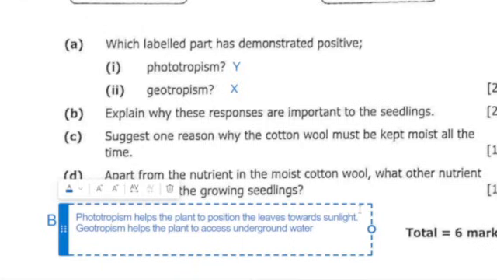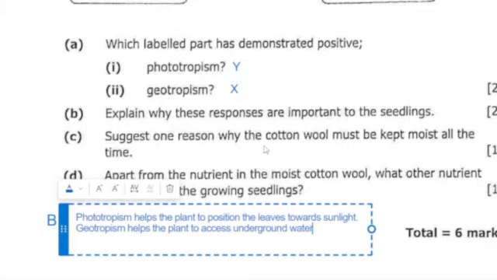So if the roots of the plants are going downwards, then that also helps the plant access underground water, or water in the soil. So these are the two importances of these responses. If these responses were not there, then it would be very difficult for a plant to manufacture food using photosynthesis, and also for the plants to access underground water. Okay, we go to question number C.